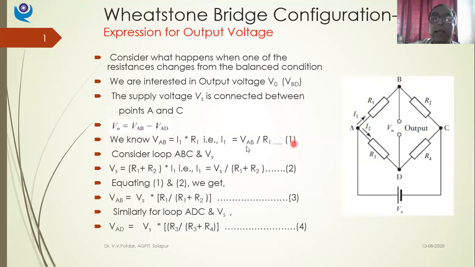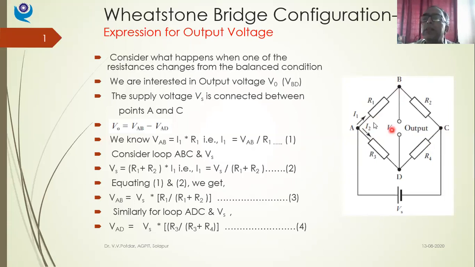So see, VAB is equal to I1 into R1, so I1 is VAB upon R1. This is my equation number 1. Okay. Now, be very attentive. Just forget about R3 and R4. Just consider the loop ABC. Think that nothing else is there.